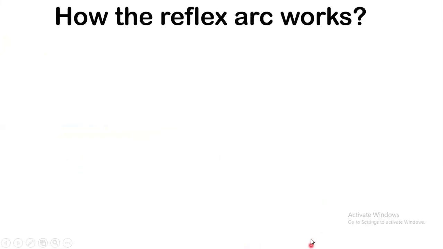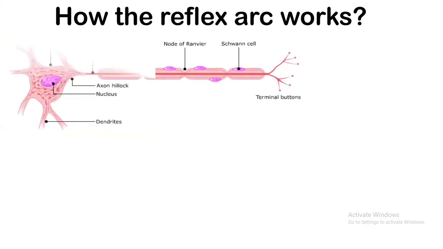Now let's see how the reflex arc works. Before that, the first diagram shows the anatomy of our neuron. The neuron consists of the cell body, nucleus, dendrites, axon, and terminal buttons along with the Schwann cells. Let's see the typical functions of each part.